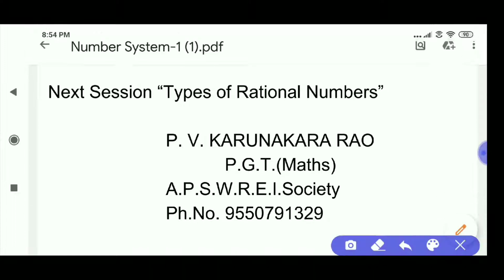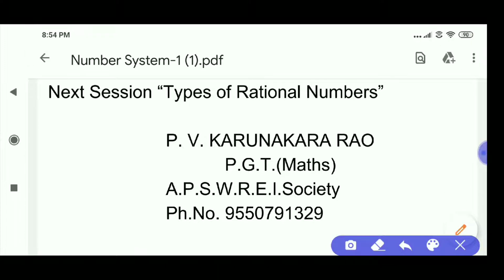Dear students, in the next session, we will go to the concept of types of rational numbers.